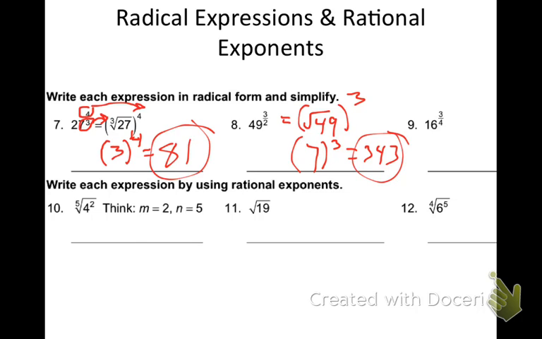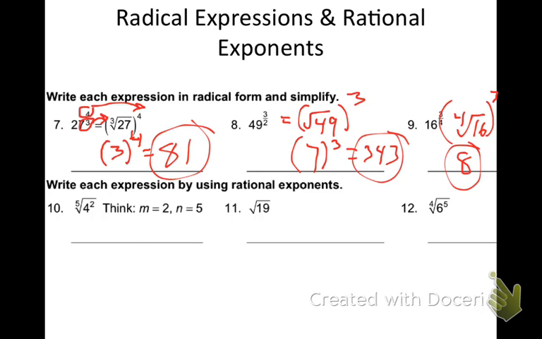Okay, try number 9. Take a couple seconds, try number 9. 16 to the 3/4 power. So if you broke it down, it would be the 4th root of 16 to the 3rd power. 4th root of 16 comes out to be what, John? 2. And then 2 to the 3rd power comes out to be 8. So my answer there is 8. Nice job, sir.